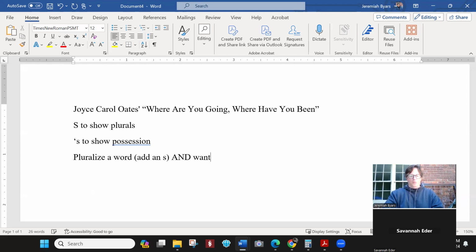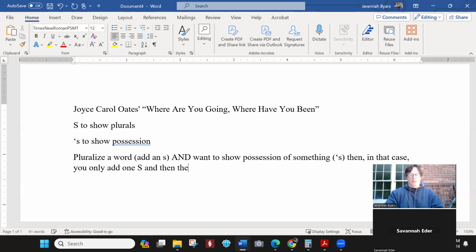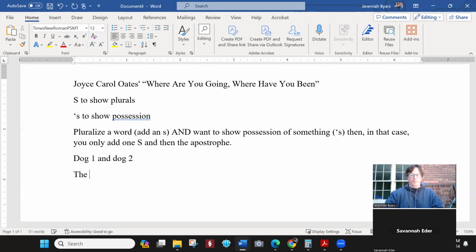So then when you pluralize a word and add an S, okay, and want to show possession of something, an apostrophe S, then in that case, you only add one S and then the apostrophe. Okay. So for example, let's say I have 2 dogs. Okay. So I have dog 1 and dog 2. All right. And I want to talk about them together. The dogs. All right. The dogs go out.